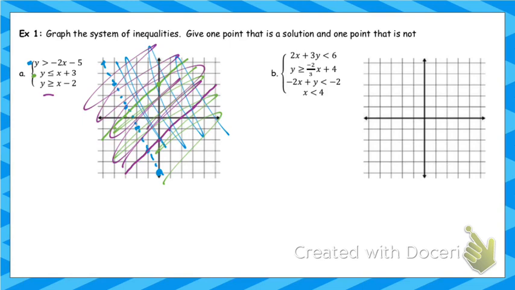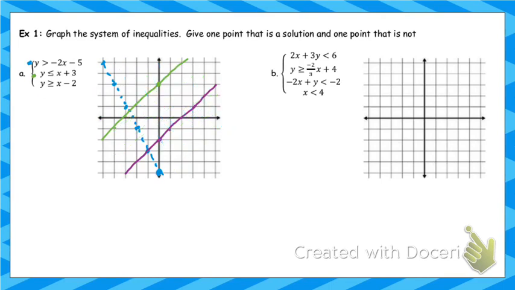Now, it's kind of a big mess right now, but if you can look and see, there is an area where there are all three colors. So I'm going to go ahead and erase, so this is a little bit clearer to see. That part that was above the purple, below the green, and above the blue is this region in here. So that region will be my solution.